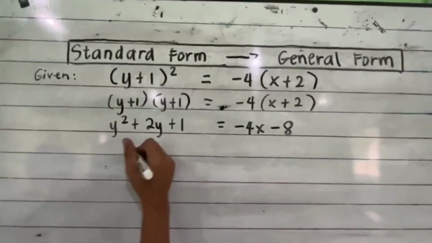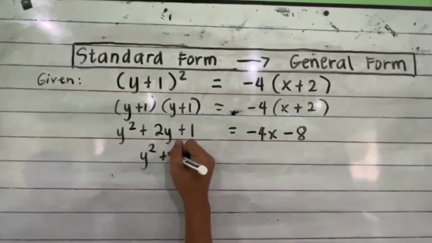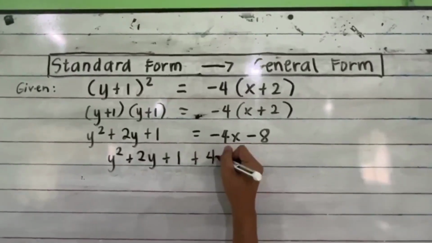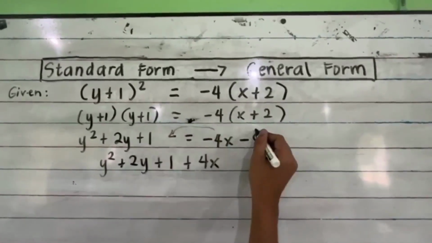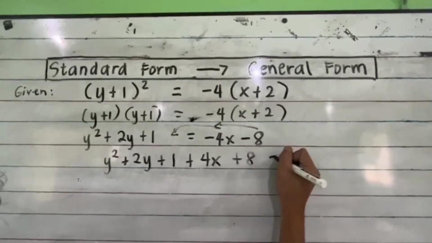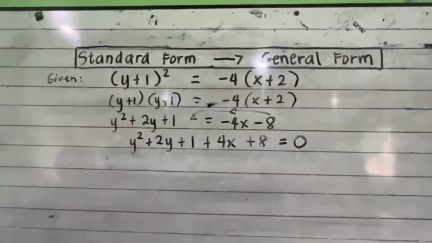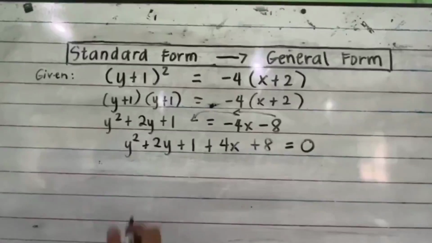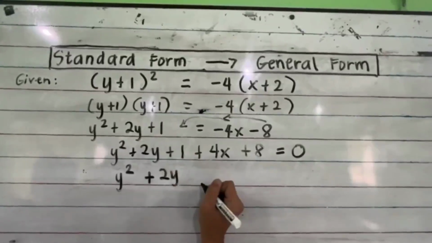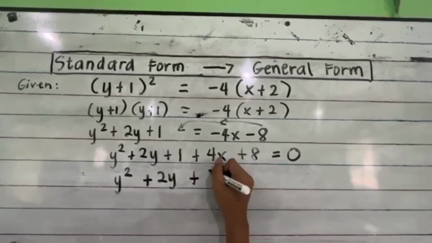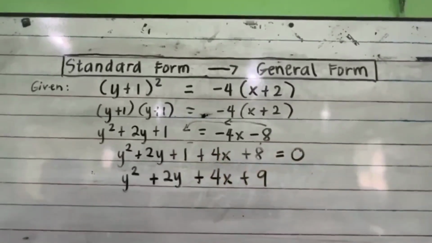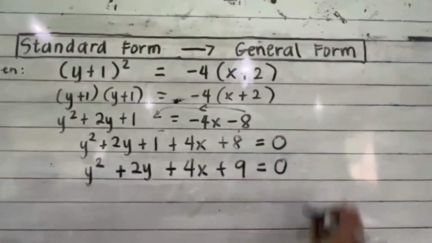The next thing to do here is we have to equal all the values to 0. So we have to transpose the -4x minus 8. So the -4x became a positive 4x and positive 8. Y squared plus 2y plus 1 plus 4x plus 8 equals 0. Next, since we have the same whole number values, y squared plus 2y plus 4x, 1 plus 8 is equals to 9, and then equals 0.